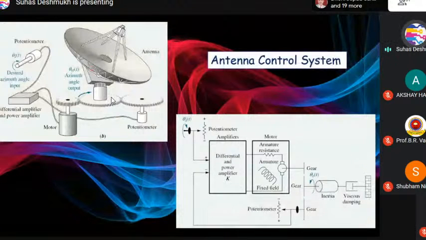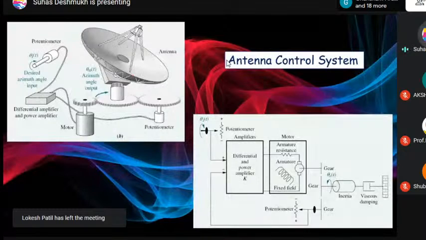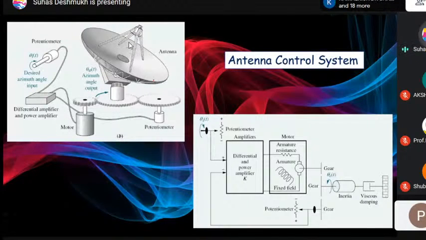This is a dish you want to rotate as per your requirement. So your dish may be initially at 30 degrees. You want to move it to 30, 35 or 40 degrees like this. So that is the way you want to have control on it.